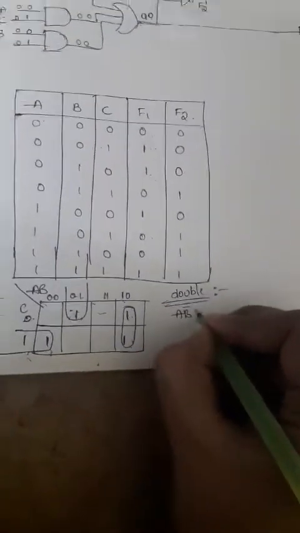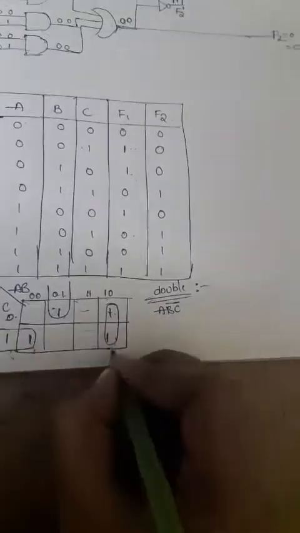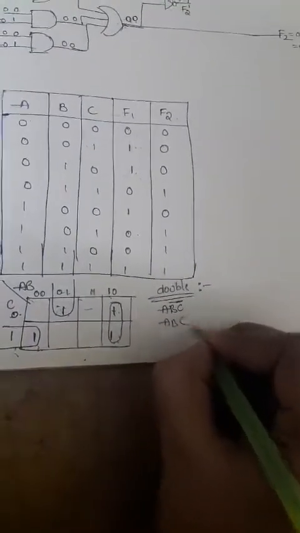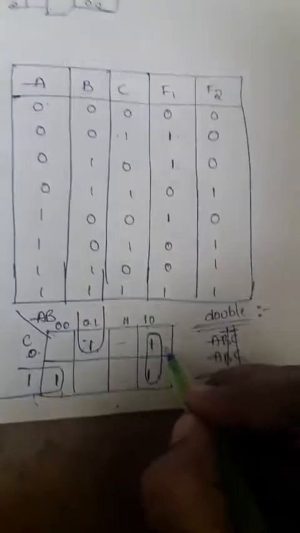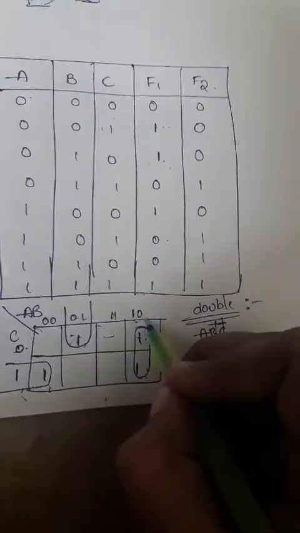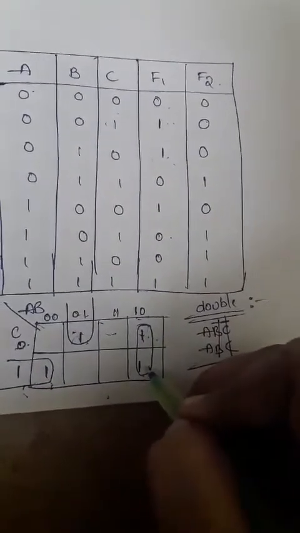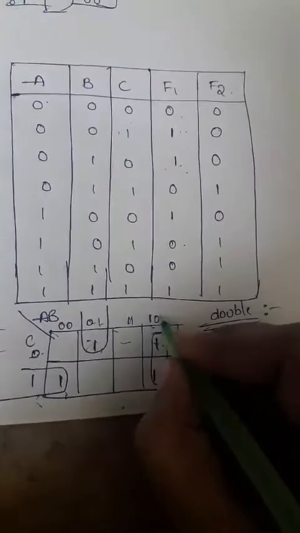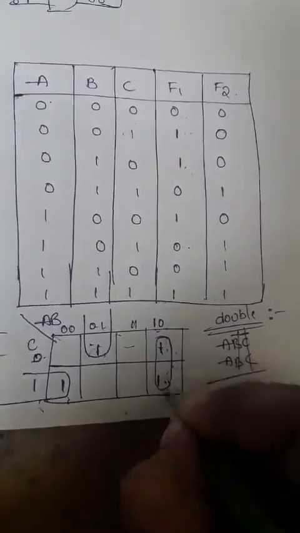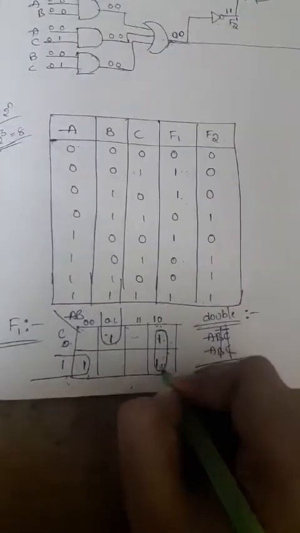So what is the result here? 1 0 0. That means in SOP form, 1 is normal and 0 is complement. So A B complement C complement, and the next one is all ones, so A B C. Right, just check it. 1 0 0: A B complement C complement, and here 1 1 1, right? So here I made a mistake. Actually this is 1 0 1.